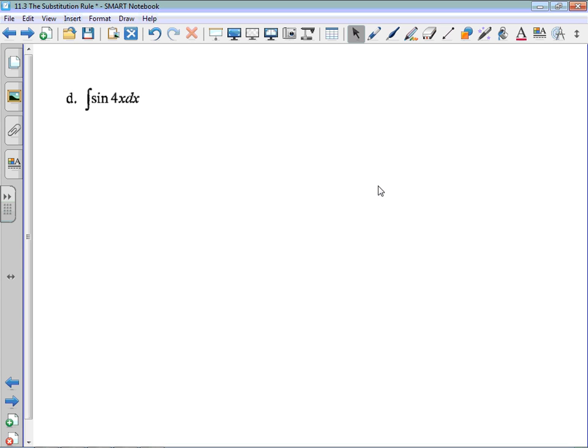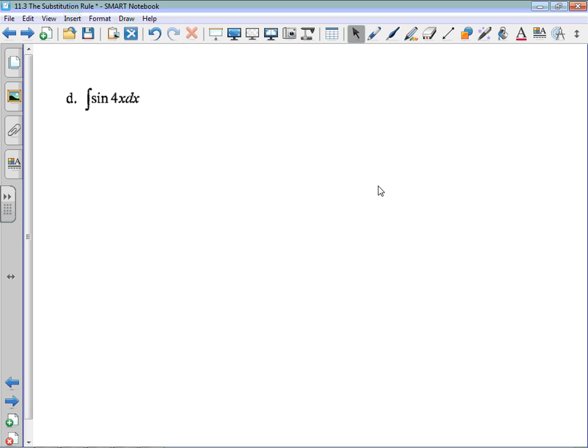11.3 part 2 is really just more of the same, looking at doing this substitution again and again. When you have trig, it is typically the inner function. This particular question, I don't really think belongs in here. We told you, the integral of sine kx is negative 1 over k cos kx.